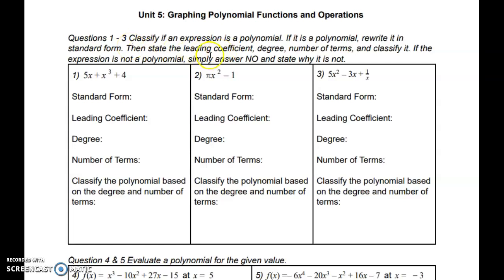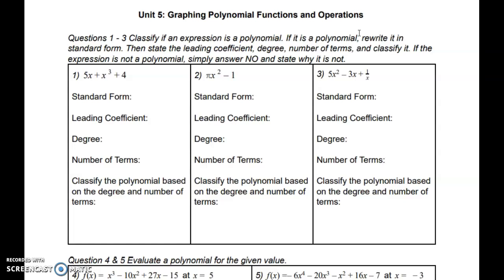The leading coefficient then is the number in front, the big number in front of the variable. If you don't see one, if it's just an x cubed, for instance, like it will be here, then that coefficient is 1. The degree is the highest exponent when it's in standard form. The number of terms is how many terms are separated by a plus or a minus. And then classification is based on the number of terms.